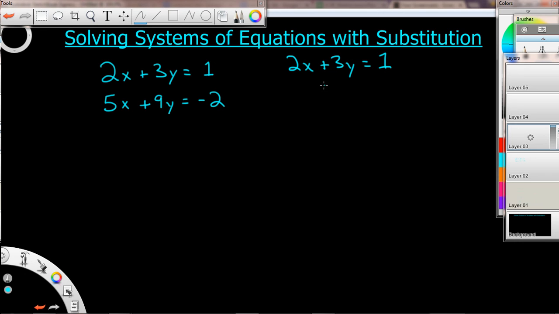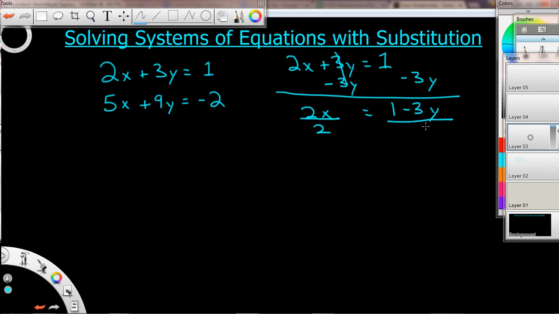Okay, so I want to get this x alone. The first thing I'm going to do is subtract 3y from both sides of the equation. And that cancels this out, 2x equals 1 minus 3y. Now to get x alone, I have to divide by 2. And I get that x is equal to (1 minus 3y) over 2. Okay, great. So we got a fraction here that we're going to have to substitute for x in the other equation. Now that's what makes this a little bit more complicated than the last problem, but it's still doable.